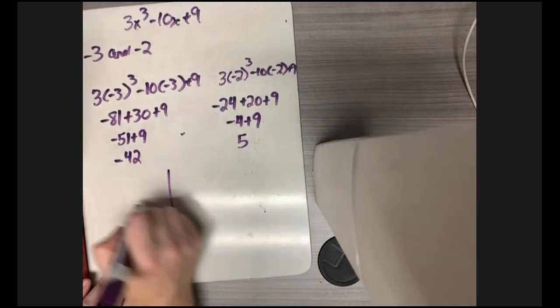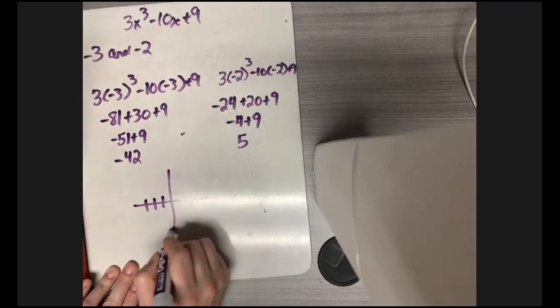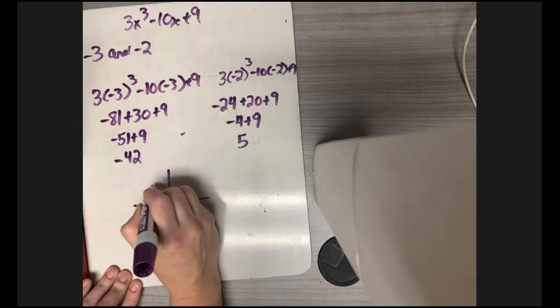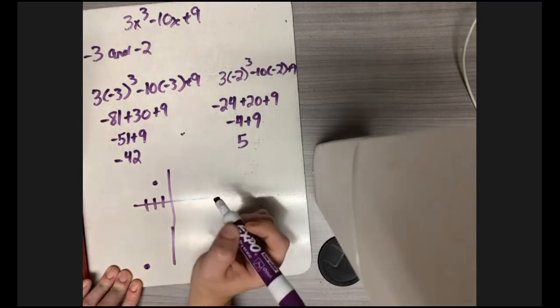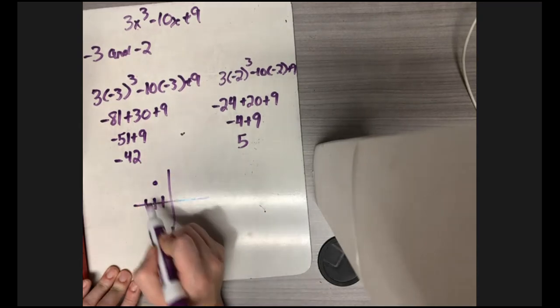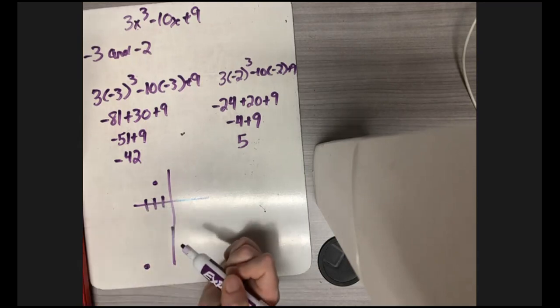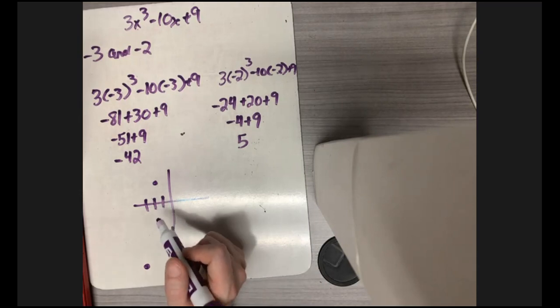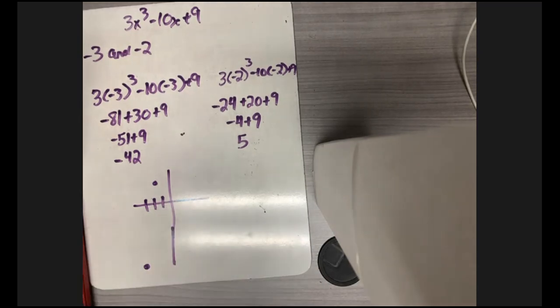Now, graph-wise, 1, 2, 3. Way down here is going to be -42. Up here is going to be 5. That means somewhere between -3 and -2, I have to go over the x-axis. Now, I don't know where it is in between those, but I do know it's in there at least once.